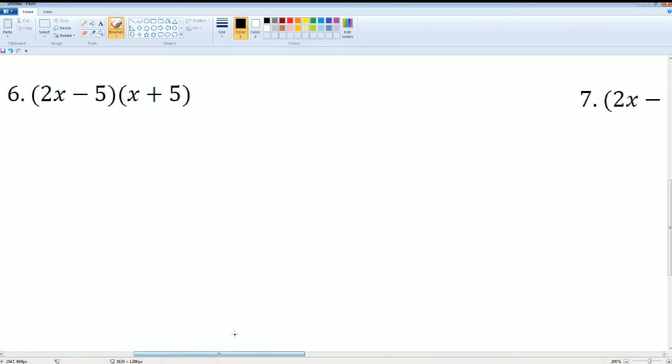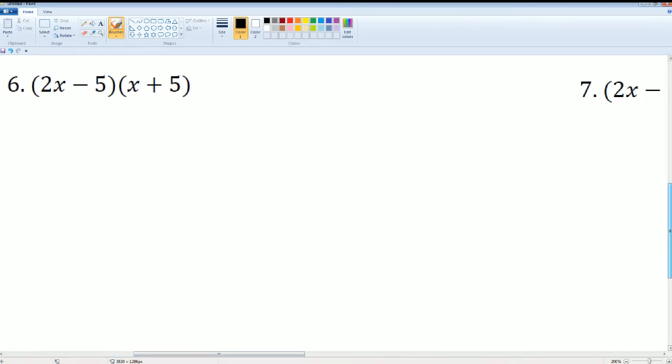Alright, 6. Okay, same process again. You're finding the product, so you're going to multiply. Alright, so the first term, 2x times x, that's the first term. Negative 2x times x. Then your outer term, so that is your plus 2x times 5.